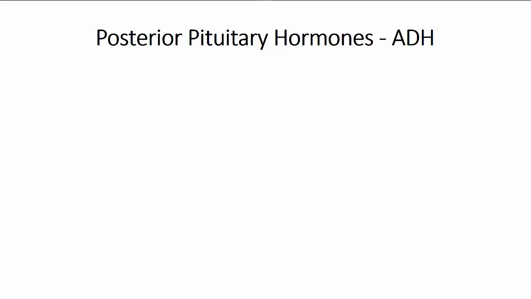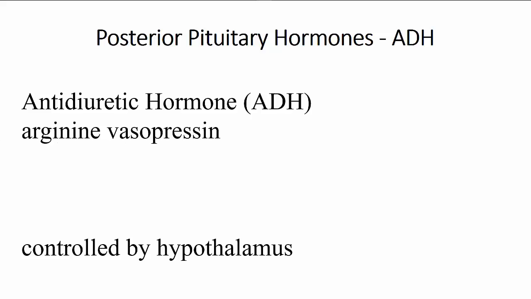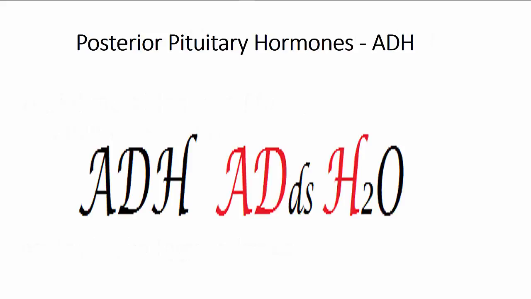We'll look at ADH to begin with, antidiuretic hormone. Antidiuretic hormone is also called arginine vasopressin. Made in the hypothalamus, secreted along nerve axons, stored in the pituitary, and released when signals from the hypothalamus are sent to the posterior pituitary. Antidiuretic hormone stimulates the body to hold on to water. This mnemonic may help you remember that.